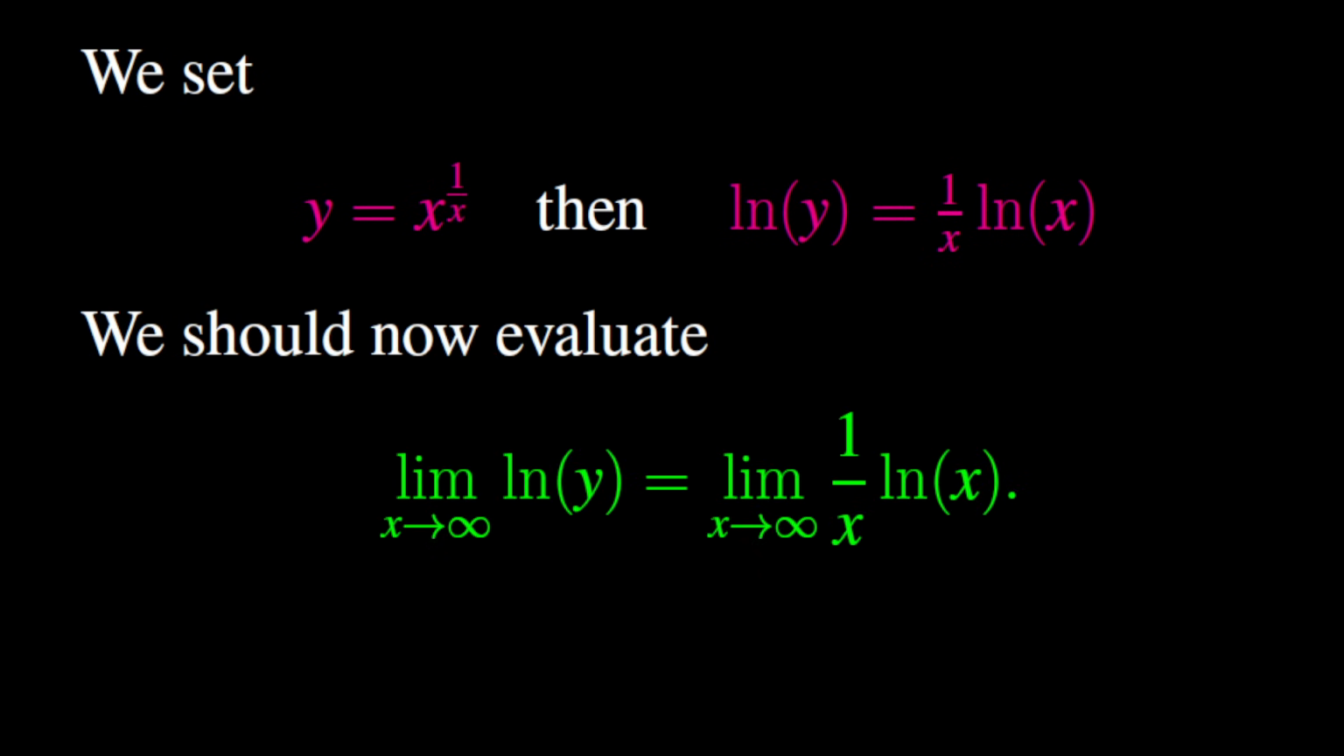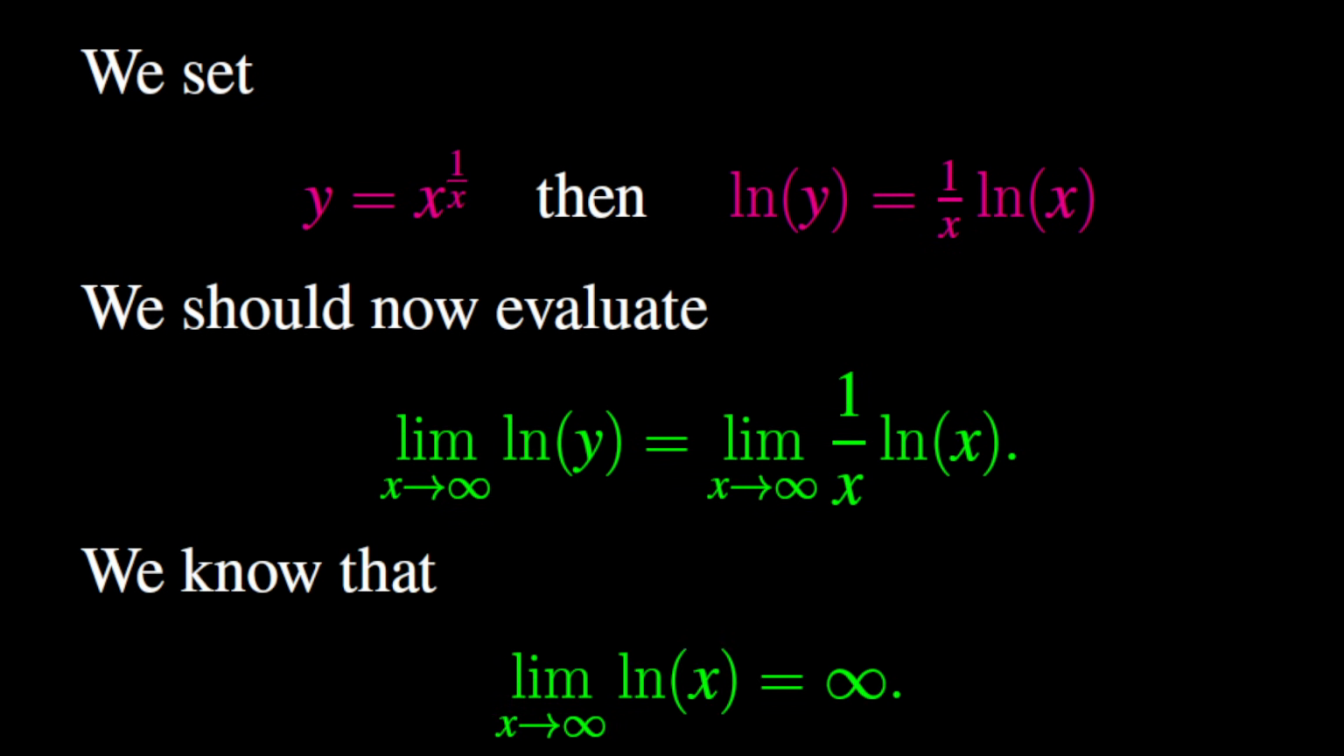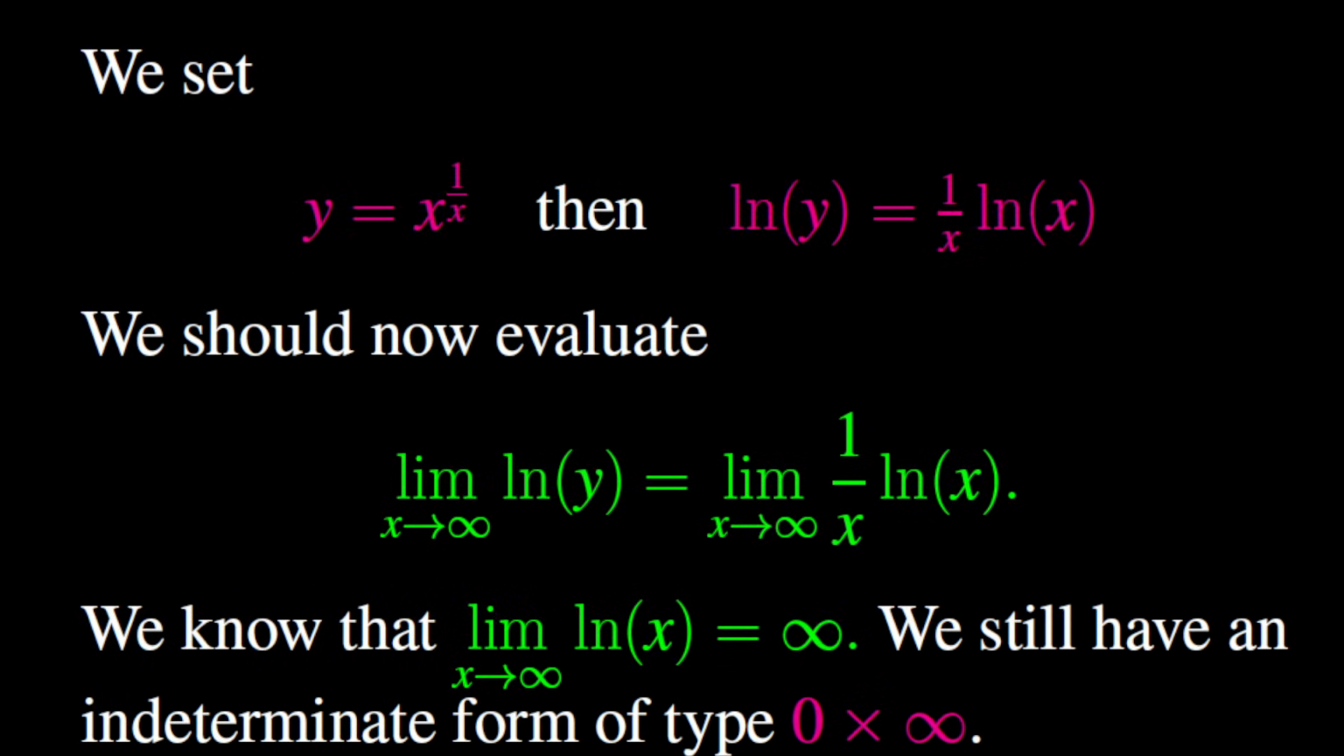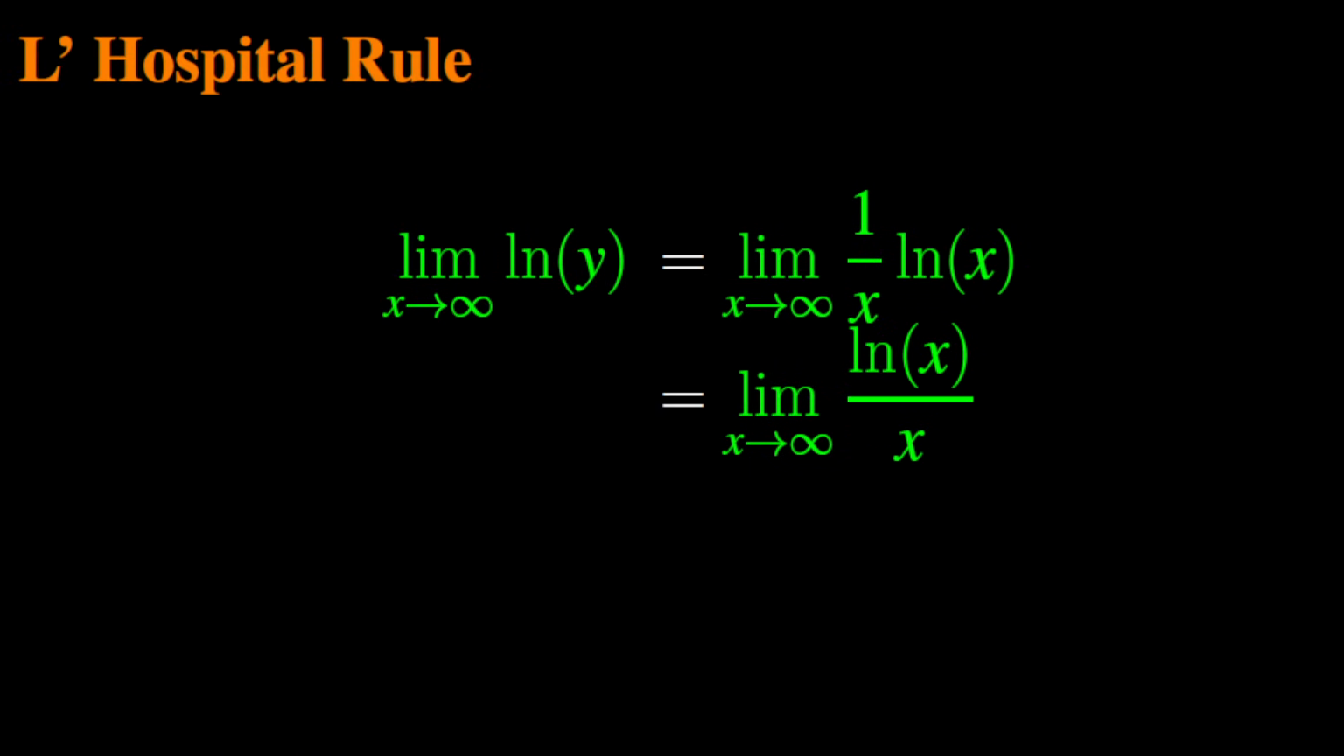The new problem we should study is the limit as x goes to infinity of logarithm of y, which is equal to the limit as x goes to infinity of 1 over x times logarithm of x. However, we know that the limit of logarithm of x as x goes to infinity is infinity. This is still an indeterminate form of the type 0 times infinity. In fact, in order to solve this type of indeterminate form, we need to use the L'Hospital rule.